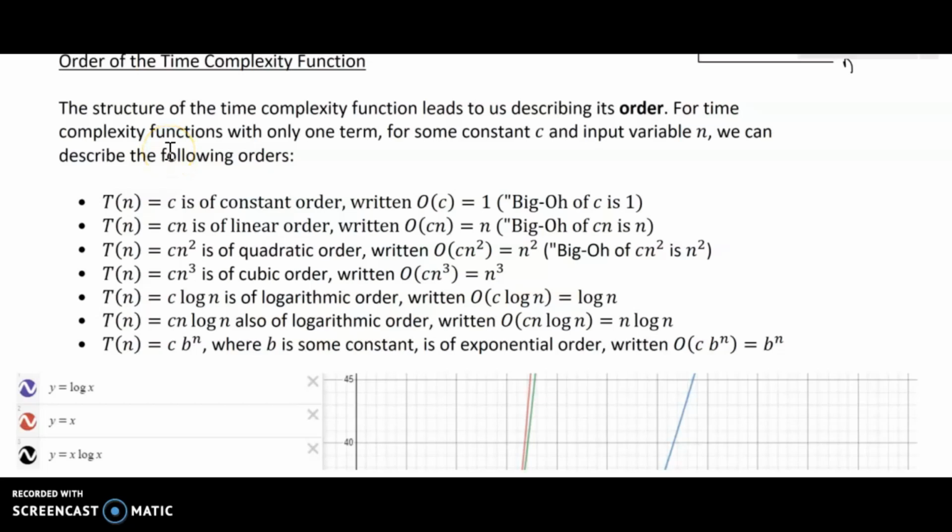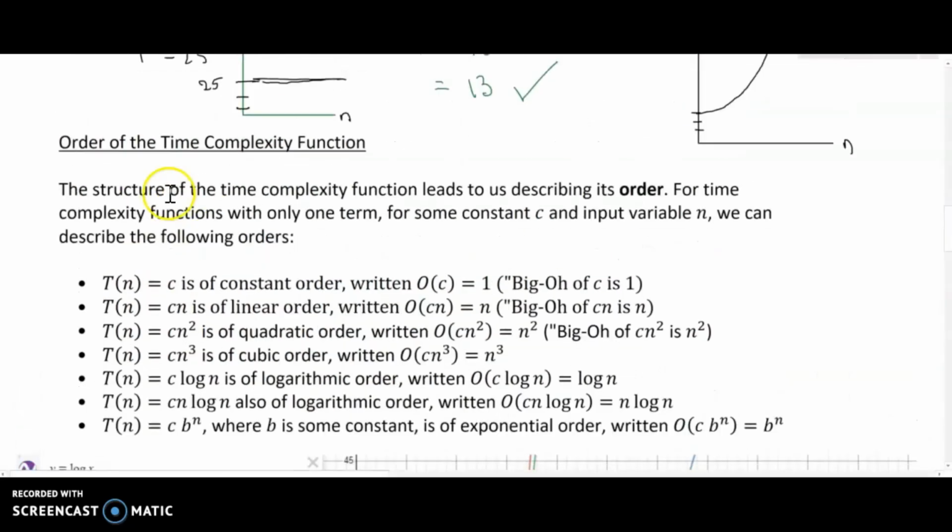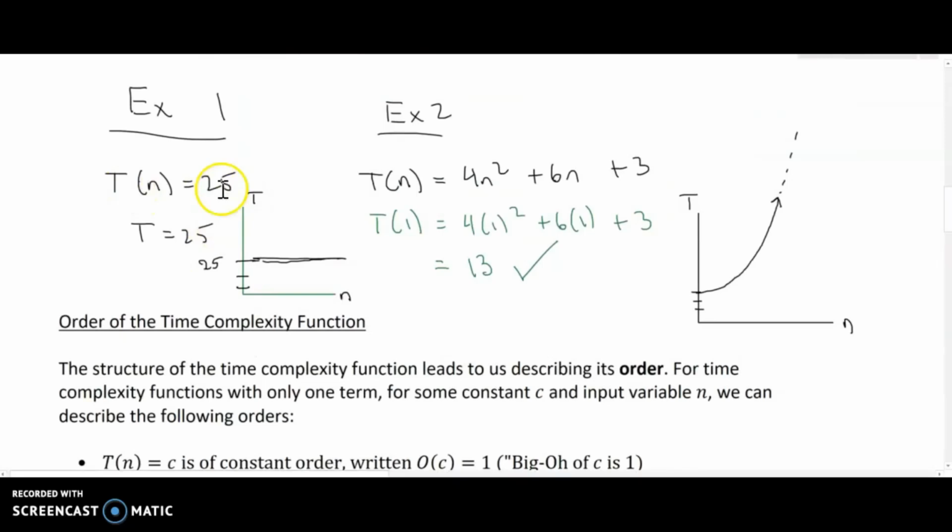In the previous video, we started writing time complexity functions for a variety of small algorithms, and now we want to talk about the size of this time complexity function. So we argued that a constant time complexity function has a constant order, really. The number of operations will be 25 regardless of the input size. But in our example 2, because we had a nested for loop, we ended up with a quadratic function, which as n gets really large, the time complexity rapidly increases.